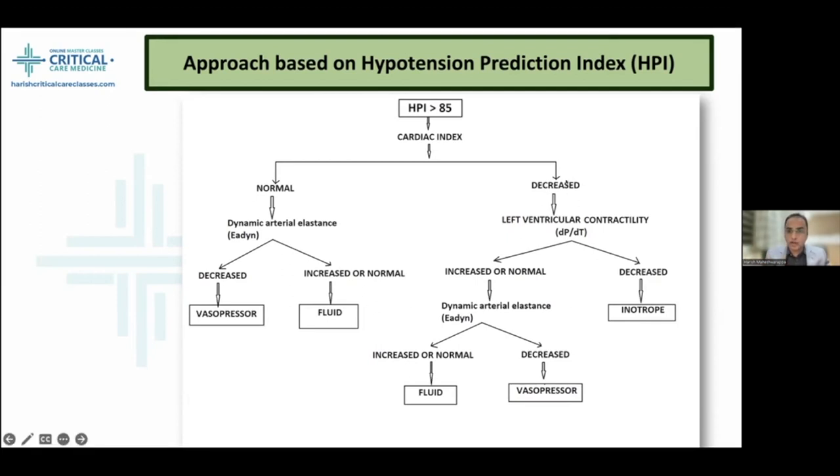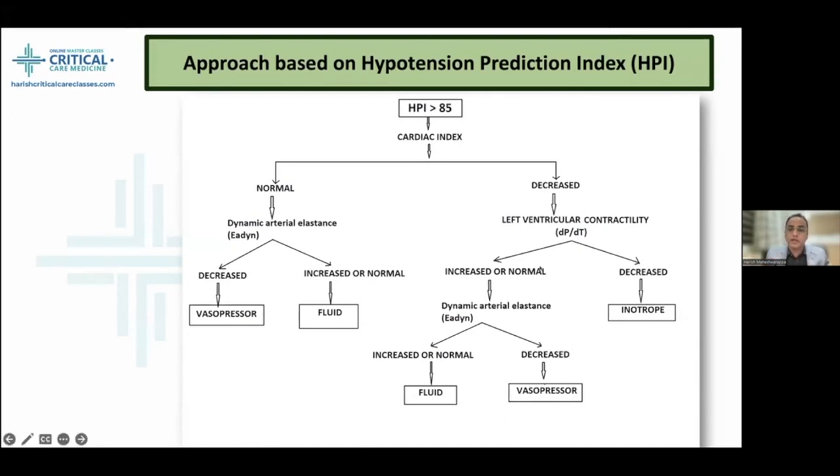Assume cardiac index is low here, so then get an idea about the contractility. As I already told, dP/dt slope value gives an idea about the contractility. If it is less, straight away you can consider starting some sort of inotropic agent, maybe a dobutamine, if there is no significant already generated hypotension.